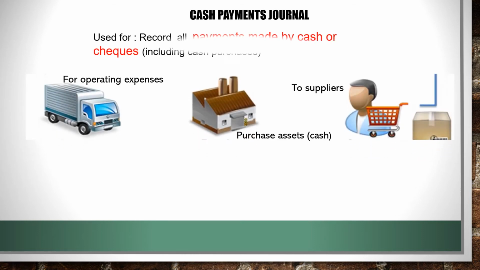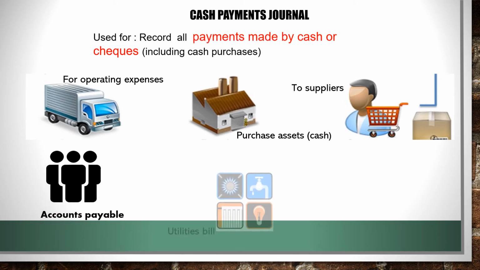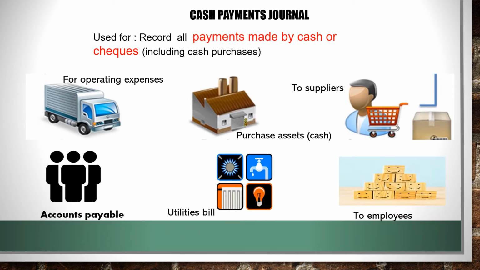Cash Payments Journal. A cash payments or cash disbursements journal is used to record all payments that an entity made by cash. Examples of cash payments in business are payment to accounts payable, cash purchases of merchandise, supplies or assets, cash payments for operating expenses such as maintenance or utilities, and cash payments to employees such as wages and salaries.